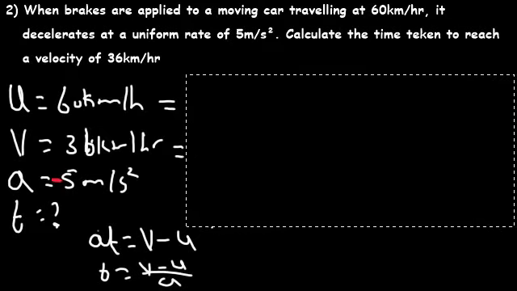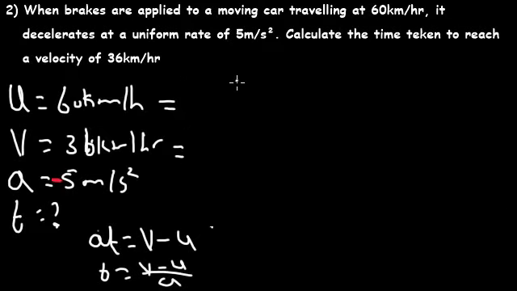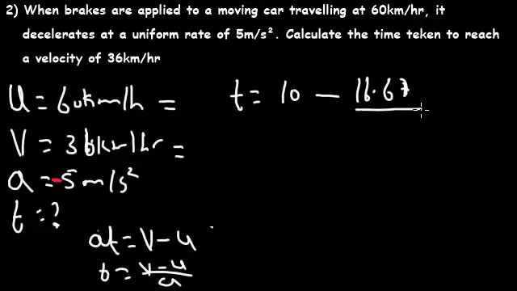So therefore, plugging in those values, we have time t equals final velocity, which is 10, minus the initial velocity, 16.67, then divided by the acceleration. That's negative 5. Let it be negative 5. You understand? Because it's deceleration.